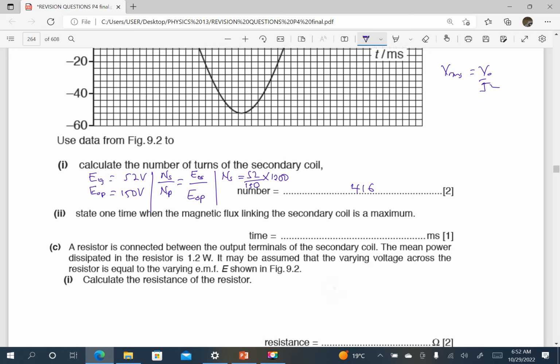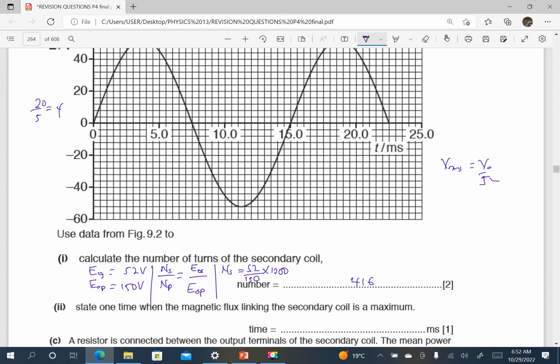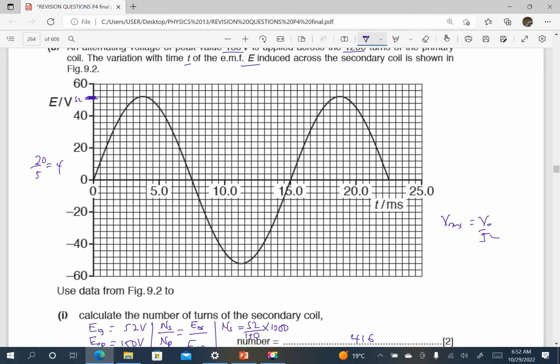State one time when the magnetic flux linking the secondary coil is maximum. Of course, when the magnetic flux linking the coil is maximum, the rate of change is going to be zero. And when the rate of change is zero, there is no EMF induced by Faraday's law. So we look for points where the EMF is zero. When the EMF is zero, it means the flux linkage is maximum and it is not changing.